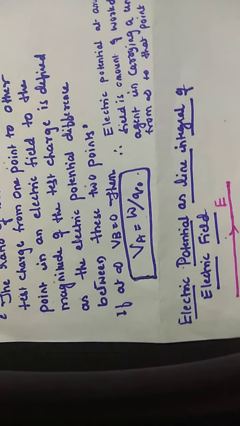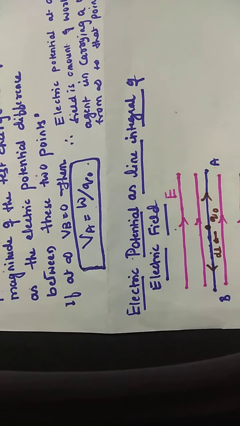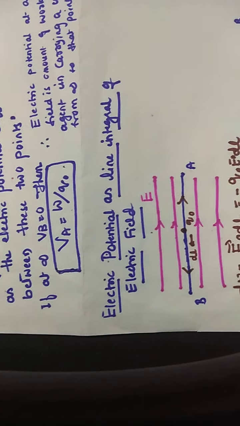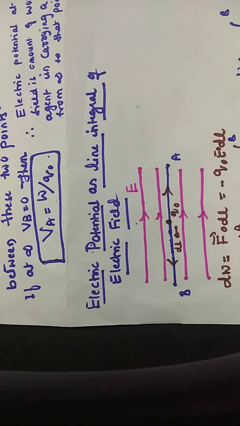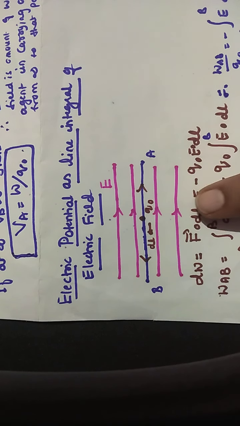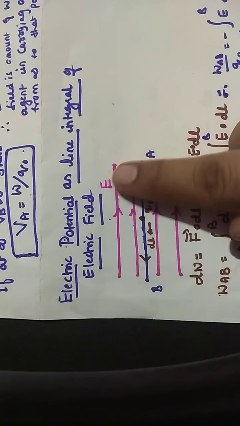Now let us move towards the next topic, that is electric potential as a line integral of electric field. Electric potential is expressed as the line integral of electric field. Now let us see how. For that you need to consider a uniform electric field.